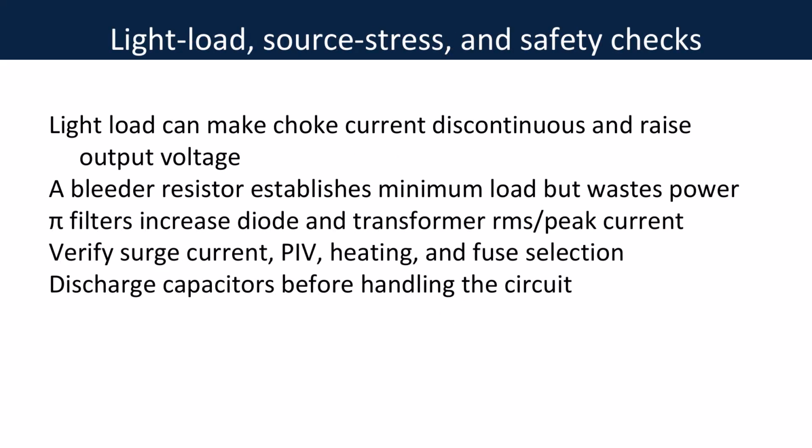Choke input operation requires sufficient load current to keep choke current nearly continuous. At very light load, conduction can become discontinuous and the output voltage may rise. A bleeder resistor can establish a minimum load, but it continuously wastes power. In a pi filter, the input capacitor produces large charging pulses, so verify diode surge current, repetitive current, peak inverse voltage, transformer heating, and fuse selection. Filter capacitors can retain dangerous energy after the supply is switched off. Use discharge resistors and verify that voltage is safe before touching the circuit.